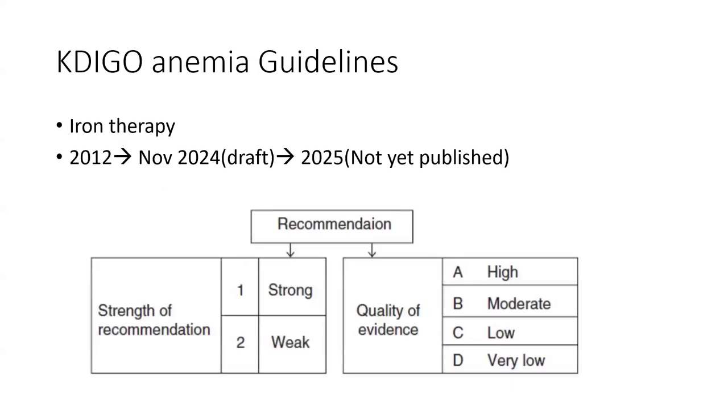So that's why probably KDIGO came up with guidelines where they stressed upon iron therapy to correct anemia, along with the ESAs and blood transfusion and other latest molecules like prolyl hydroxylase inhibitors. The problem with the KDIGO guidelines is that they were released in 2012. Then a draft was published in November 2024, but it has to become the proper guidelines. We are expecting it in 2025, but it is not yet published.